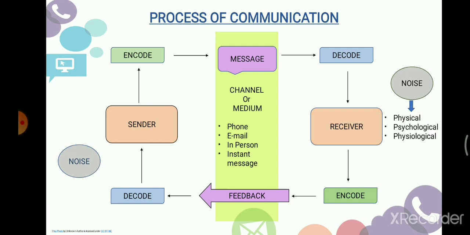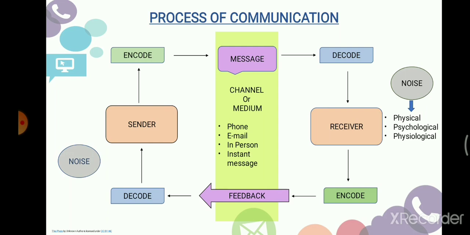On the right side of the screen, you should be able to see the receiver. Who is the receiver? The receiver is the individual to whom the message is being sent. Now, how does the sender send the message? The sender first encodes the message. How is he encoding the message? By using words, symbols, gestures in order to compose a message.